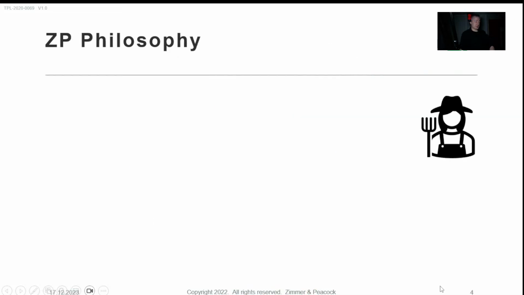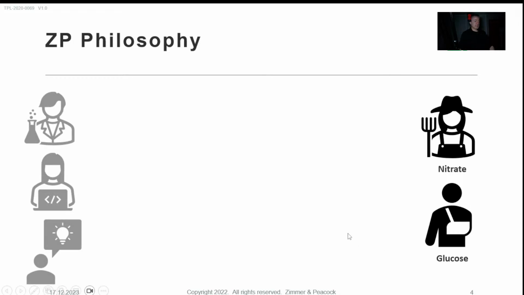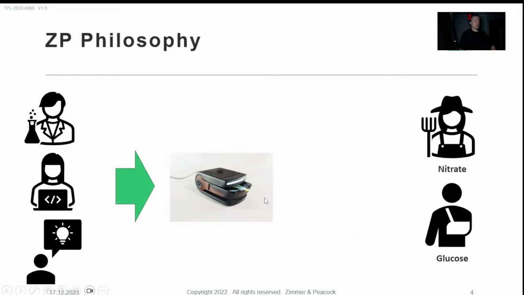But let me go a little bit faster and say the whole philosophy at ZP, and this will pop up a little bit today, is really about solving real world problems, whether it's nitrate in the soil, maybe it's potassium in the blood, or maybe it's glucose in the blood. And then there are people who want to provide solutions to those problems, for example academics, entrepreneurs, businesses. And then what we try to do at ZP is essentially provide the technology between the problems that people have and the solutions that people would like to provide.